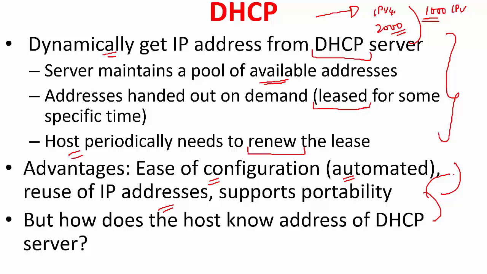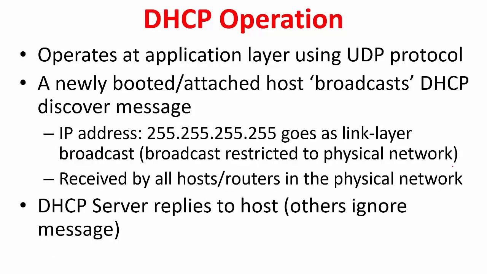The question then is, fine, the server is taking care of all this, but how does the host know the address of this DHCP server in the first place? Because it's a chicken and egg problem. Unless it has an IP address, a host cannot communicate. But to communicate with the DHCP server, you need an IP address. So how do you resolve this chicken and egg problem? Well, the solution is not so difficult. You make use of broadcast.